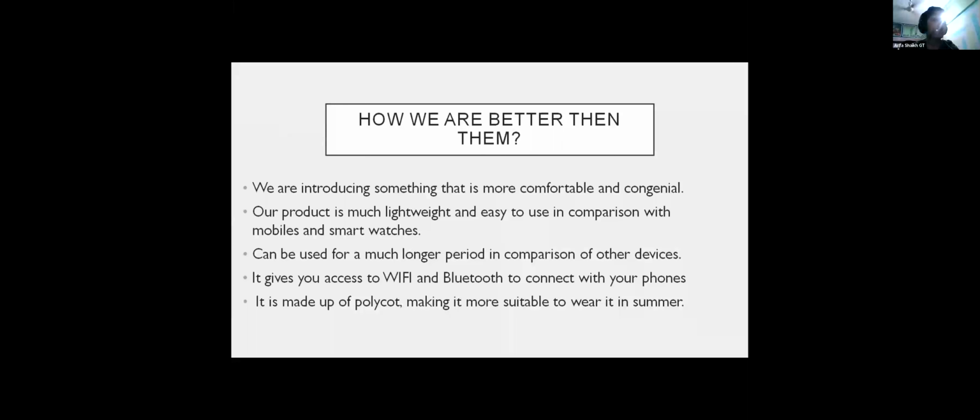It gives you access to Wi-Fi and Bluetooth to connect with your phones. It is made up of polycot, making it more suitable to wear in summer.